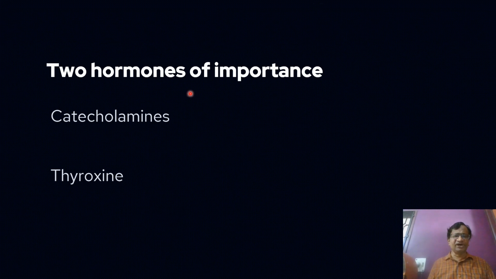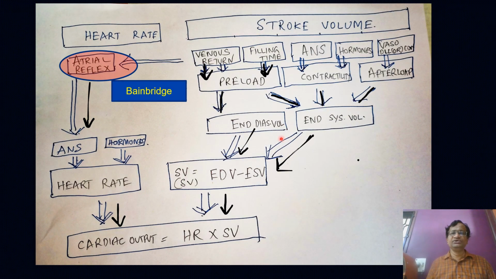Two hormones of importance. I have already told you catecholamines and thyroxine. Now you see, the venous return is increased. If the venous return is increased, the atrium is stretched. The stretch receptors, because more is coming to the right atrium. Venous return is increased. More is coming to the right atrium here. So, right atrium. So the stretch receptors are stretched.